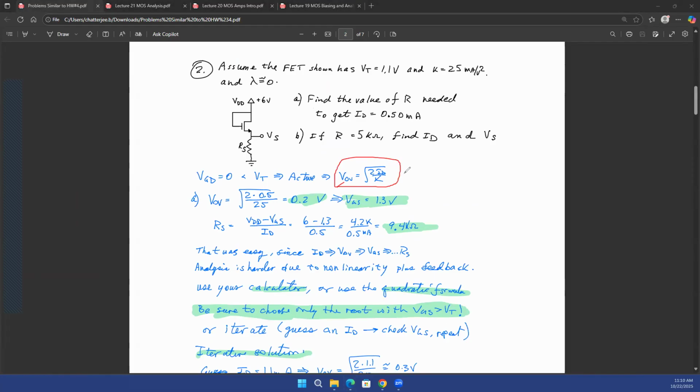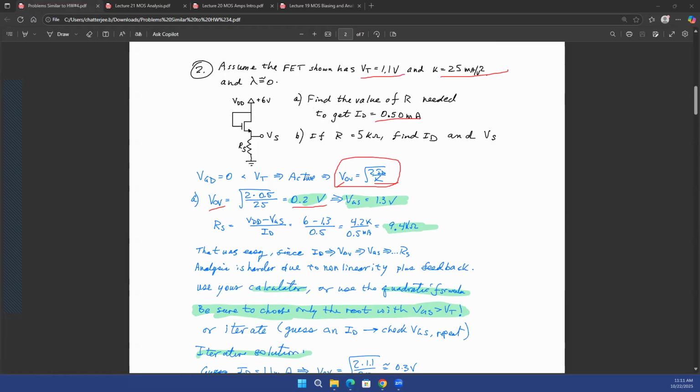And because of that, you can use the active region formula. What is the active region formula? That ID is equal to K over 2 times V over drive squared. Or V over drive is square root of twice ID over K. Now ID is given 0.5 milliampere. K is given 25 milliampere per volt square. So you can find out what is your VOV. That's going to be 0.2 volts.